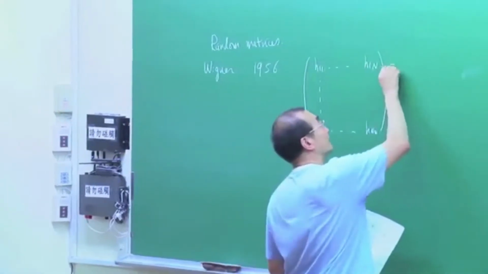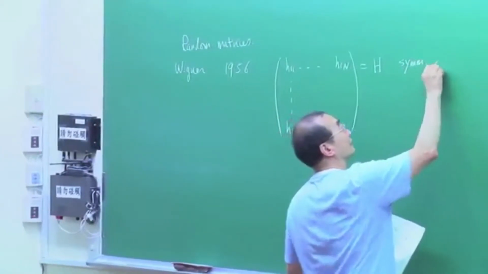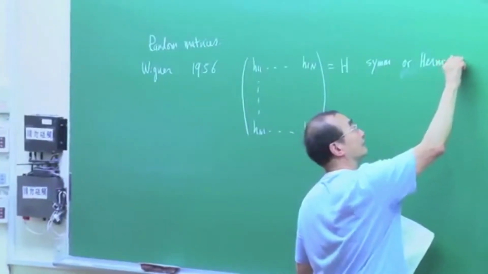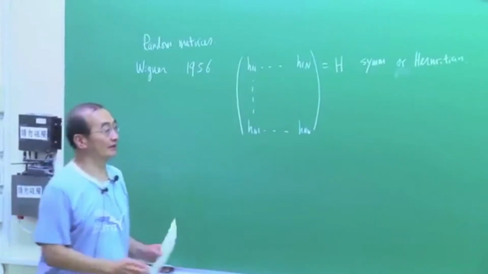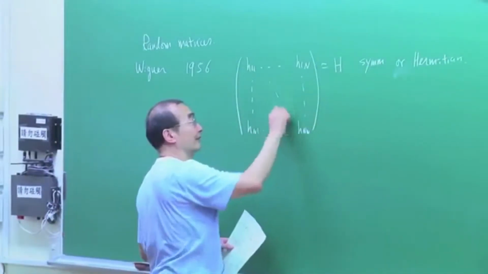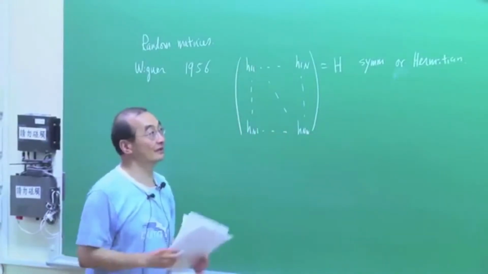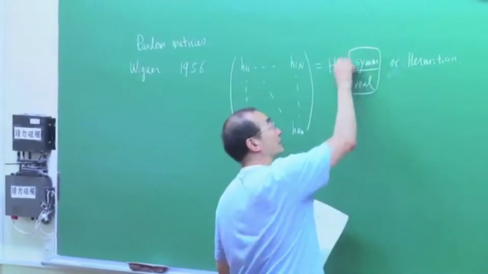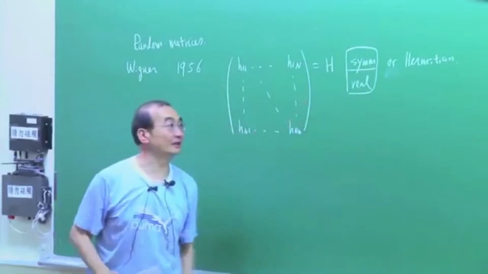So assume this matrix H is symmetric or Hermitian. There's also a quaternion case, but I think we'll aim to do the symmetric or Hermitian case, especially the symmetric case. The real symmetric case is actually the main focus. And the reason is because of applications.